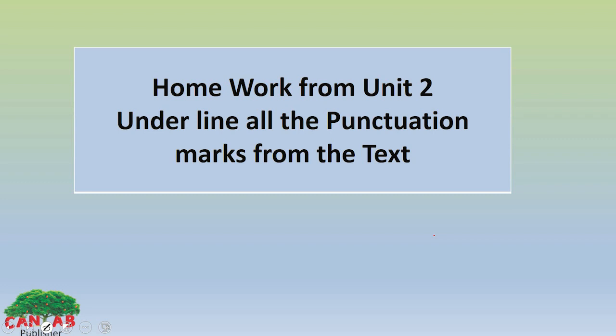You can write in abbreviated form like this. If it's a full stop, just write F for full stop. If it's a comma, write C for comma. If it's an apostrophe, write AP for apostrophe. Underline it and write on it in abbreviated form which punctuation mark it is.